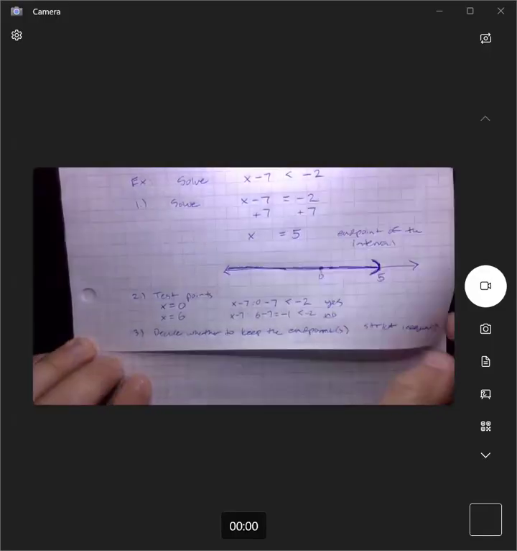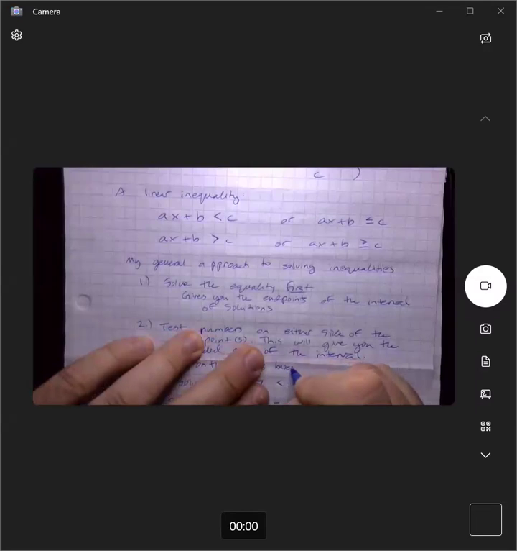And unfortunately, I'm going to have to move to the next page. But before I do that, let me add here, decide on the endpoints based on the type of inequality. Okay. All right, I did that one.